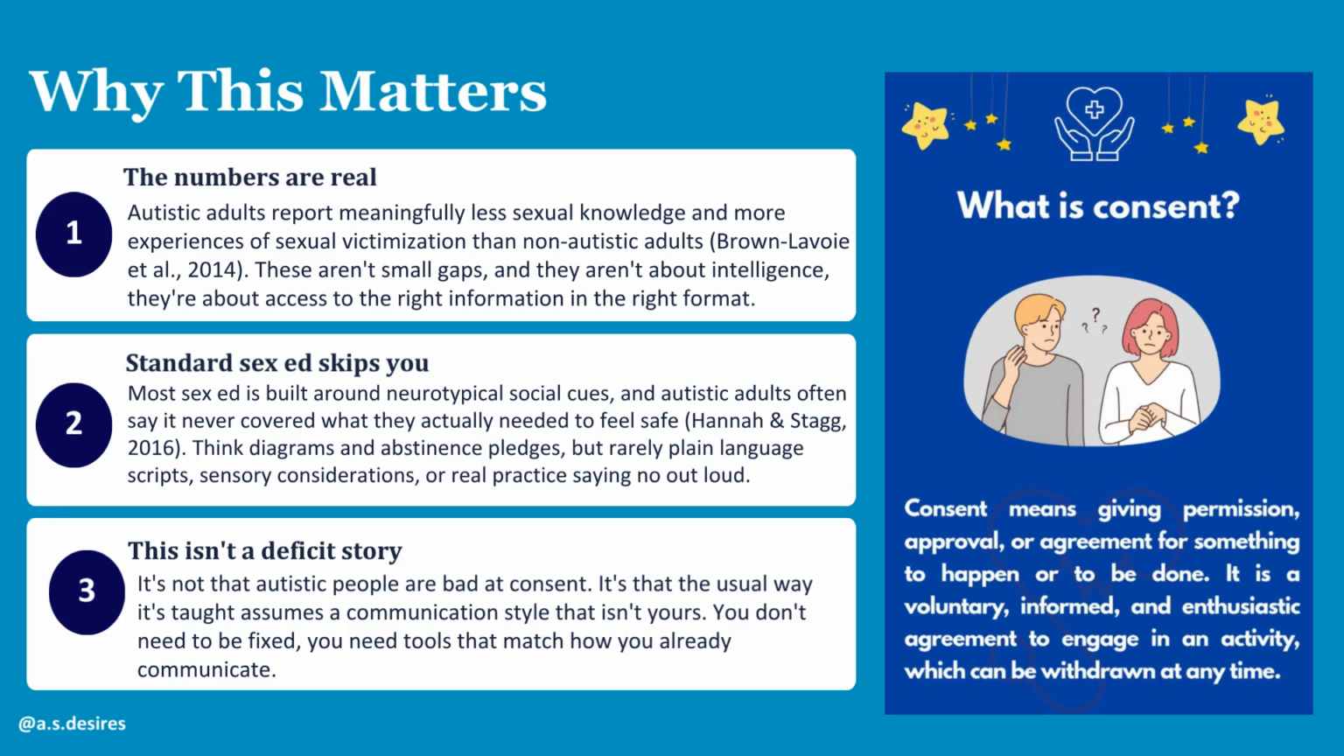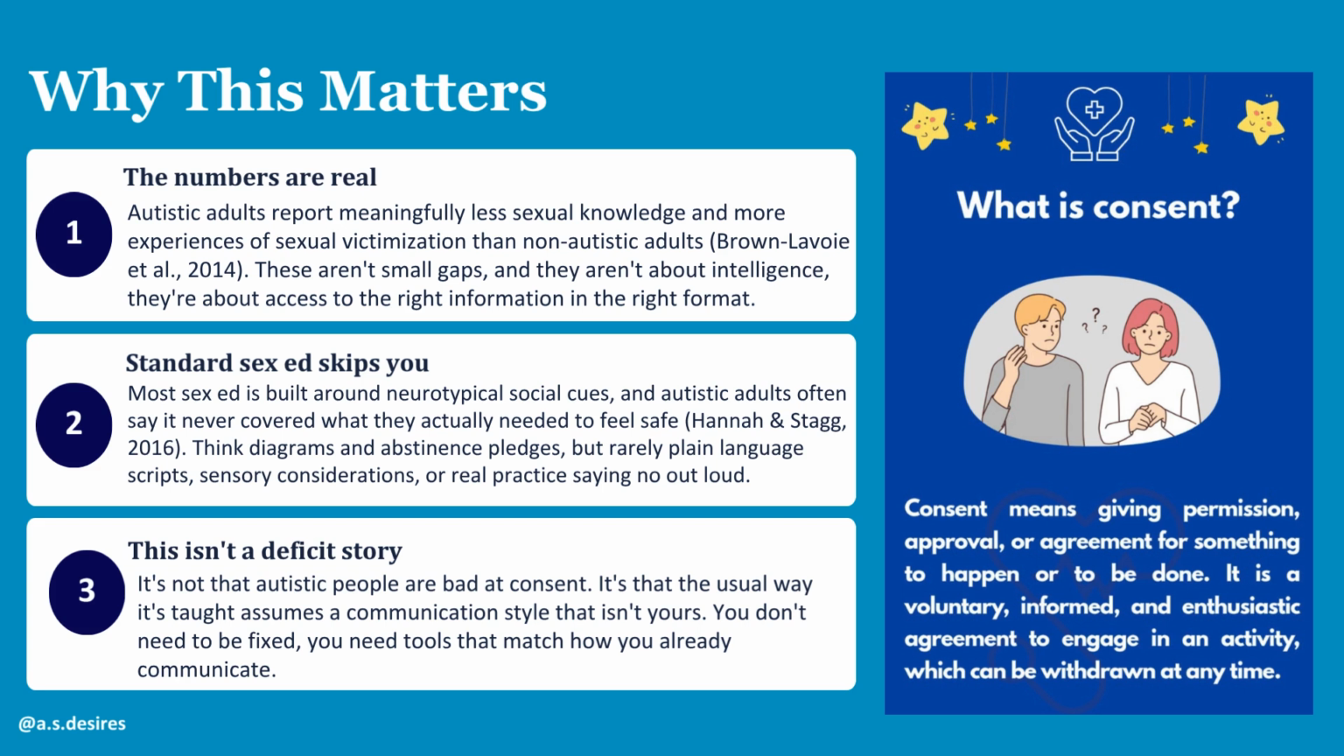So, why does this matter? Brown, Lavoie, Vasily, and Weiss published a study in 2014 looking at sexual knowledge and victimization in autistic adults. What they found was that autistic adults reported meaningfully less sexual knowledge than non-autistic adults and higher rates of sexual victimization. That's not a small gap, and it's not because autistic people are less capable. It's an access problem. If nobody ever taught you the specific concrete version of this information, you can't be expected to already know it.